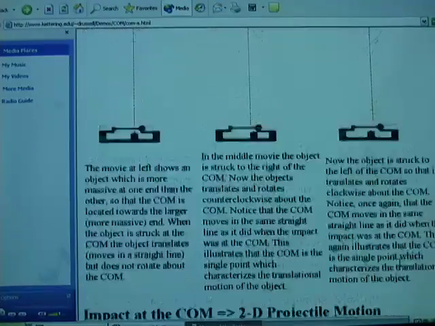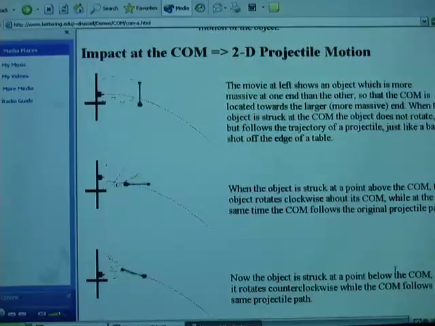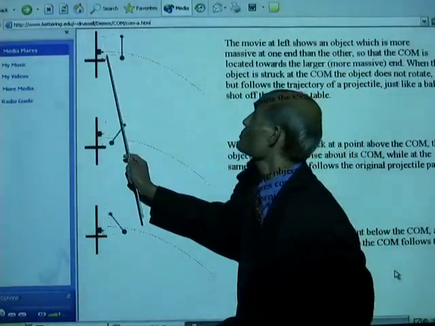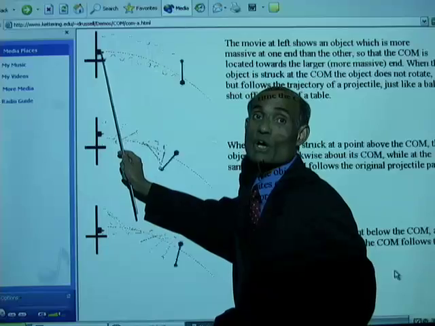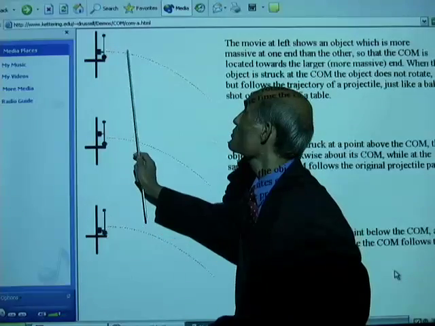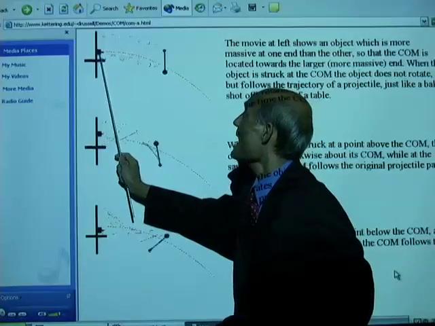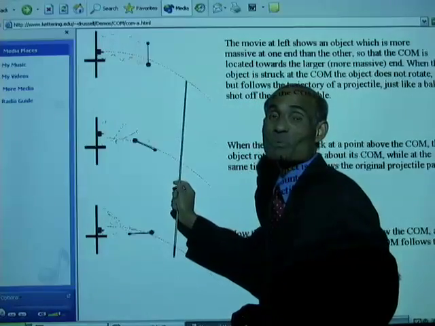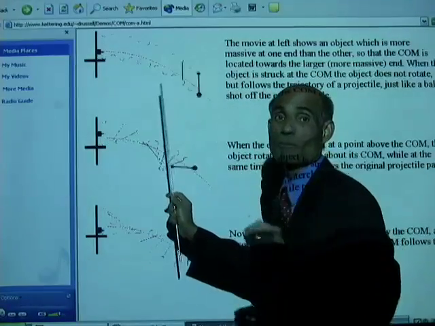Let me also show you when these are projected. We got three diagrams here. The top diagram shows a gun projecting this object at the center of mass. And you can see its motion is very simple, just like you project a ball.